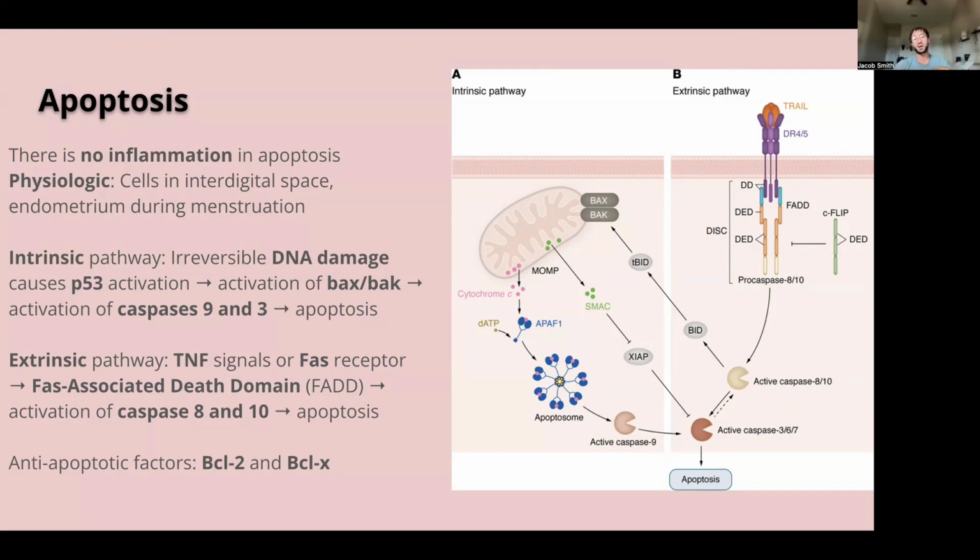And P53 as well, the mutation in P53 is seen in Li-Fraumeni syndrome. So if you can't activate P53 to kill the cell, you're going to get cancer. And that's why in Li-Fraumeni, the mutation that inactivates P53 will lead to different primary tumors all over the body.